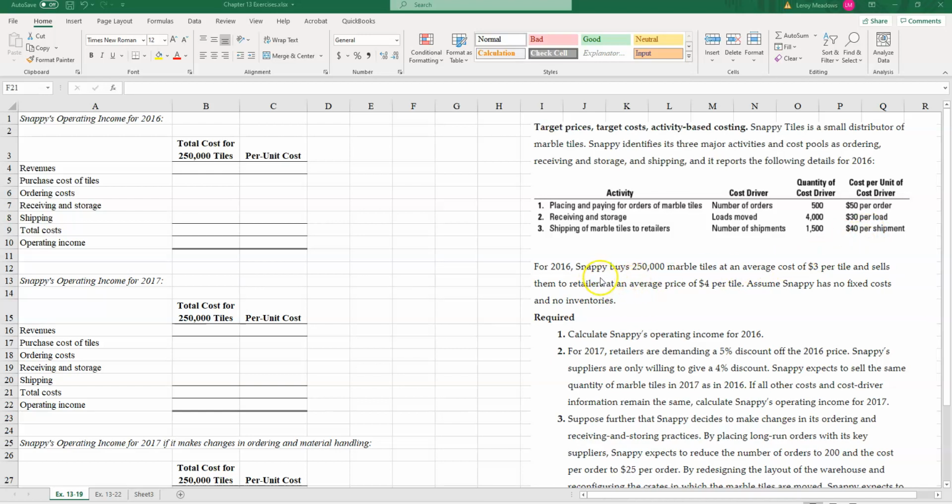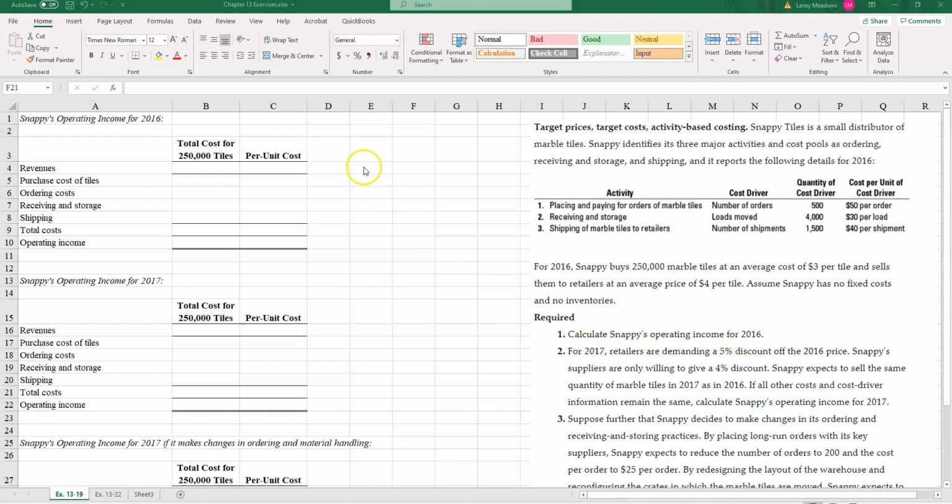Now for 2016, Snappy buys 250,000 marble tiles at an average cost of $3 per tile and sells them to retailers at an average price of $4 per tile. Assume Snappy has no fixed cost and no inventories. So we're assuming here that besides no fixed costs, they have no finished goods inventory, work in process, or anything like that. The first thing we're asked is to calculate Snappy's operating income for 2016.